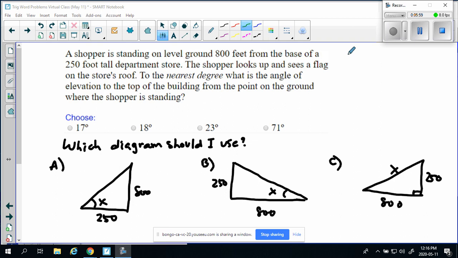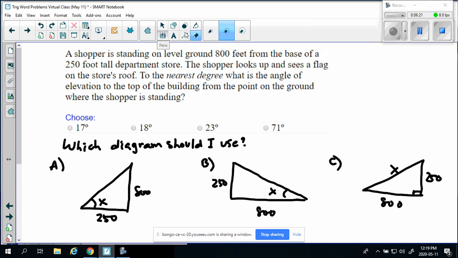So this was the question, and I have given you three options for the diagram that I could use for this question. First, I would like you to choose A, B, or C, which diagram you like best, which one you think matches. And once you do that, then you can try and figure out what the angle of elevation is.